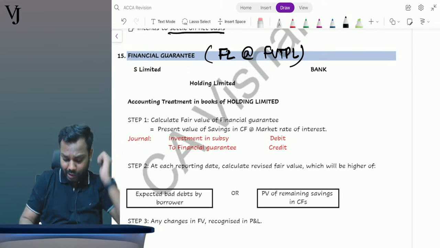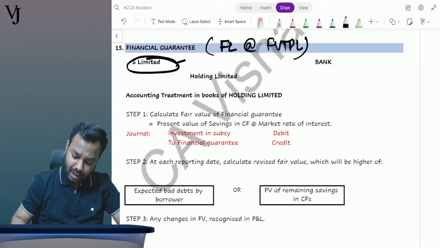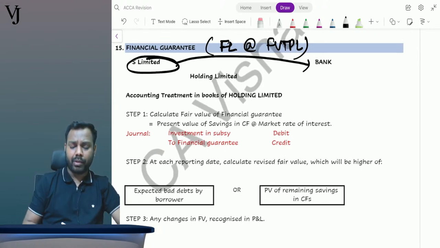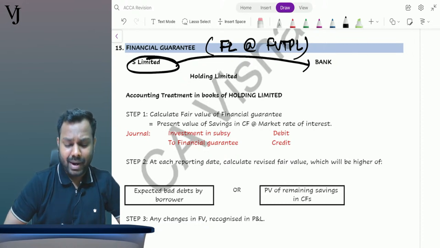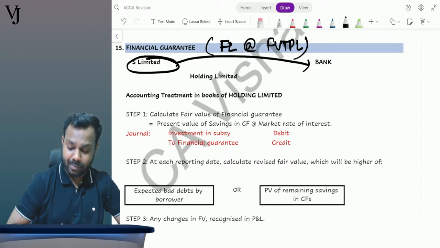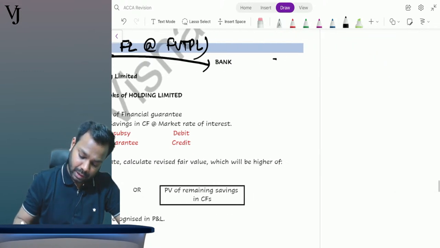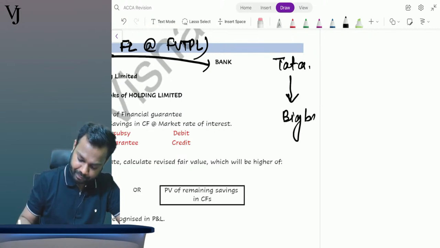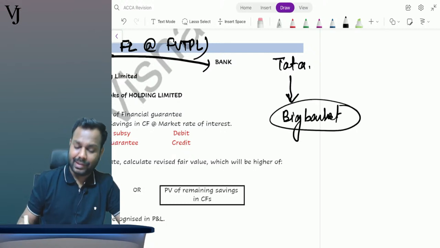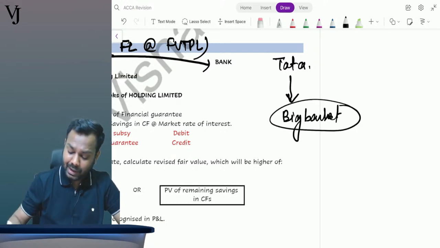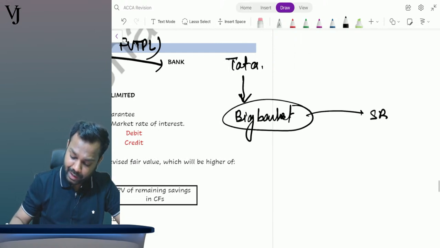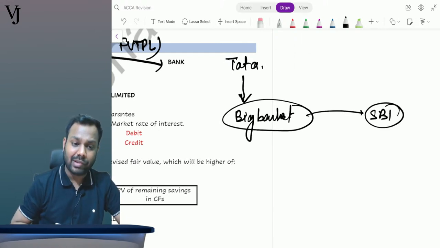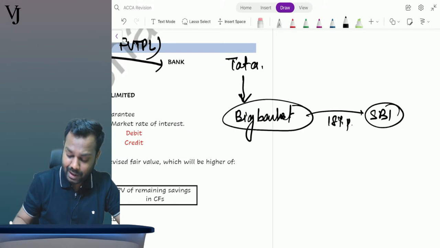Basically, let's suppose when a subsidiary company goes to take a loan from the bank, the bank charges a higher interest rate. Might be the subsidiary company is a startup. Let's suppose Tata company has a subsidiary called Big Basket, which is a startup. Now when Big Basket goes to SBI for taking a loan, SBI will say, I will charge you an interest rate of 18% per annum.